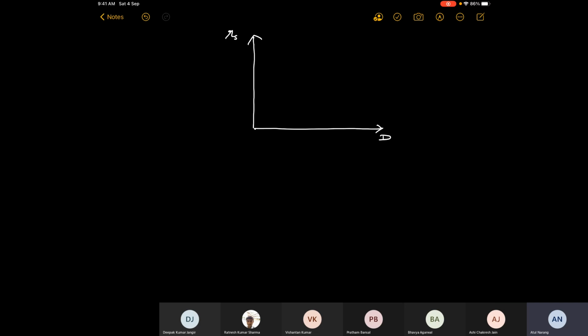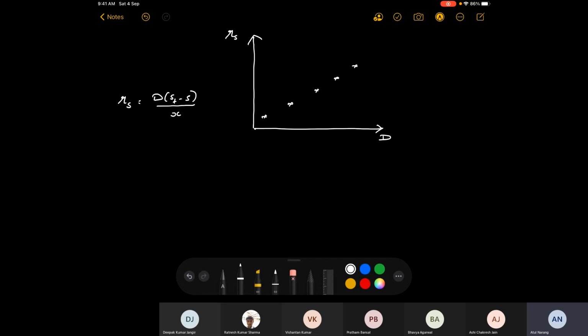You can always calculate the observed specific substrate uptake rates at every D, which I pointed out to you earlier. Rs is essentially D times (SF minus S) divided by X. This comes straight out of the mass balance. And you simply take a look at your data.